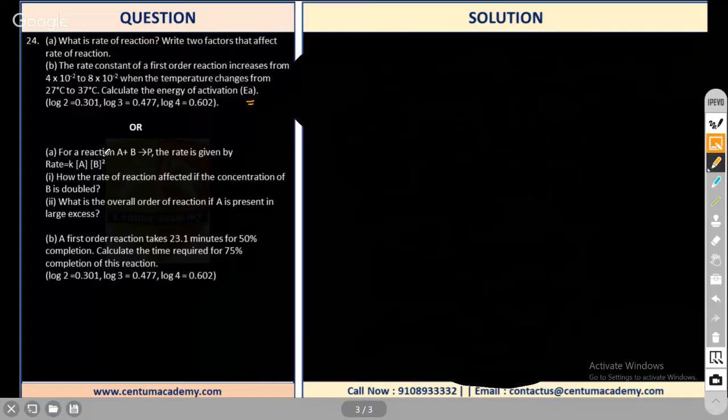If one of the reactants is present in excess amount, then any change in that particular reactant will not affect the overall rate of the reaction. And we say the rate of the reaction is independent of that particular reactant. So this kind of reaction, we call a pseudo reaction, pseudo second order reaction in this case. Understood?